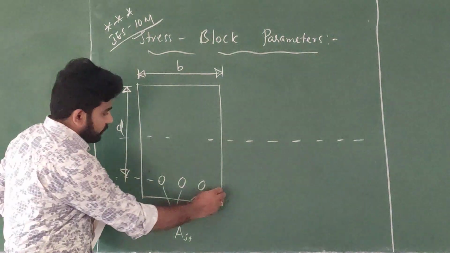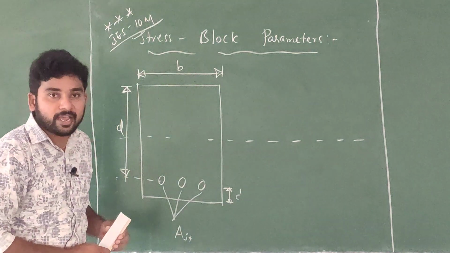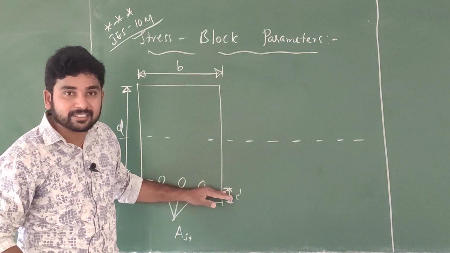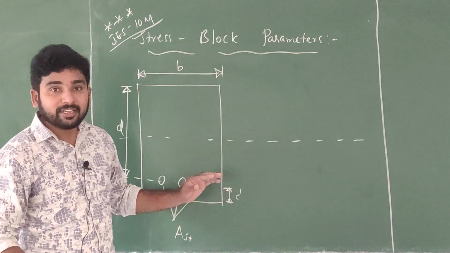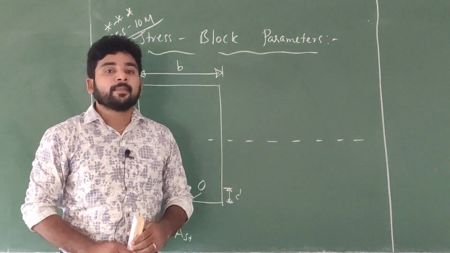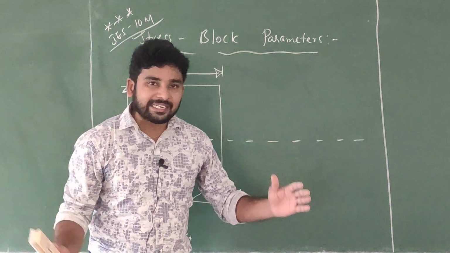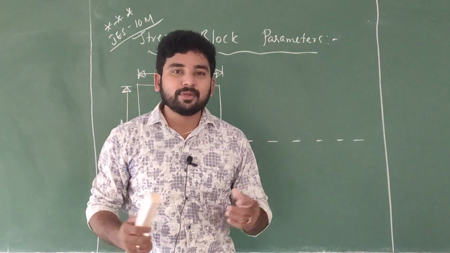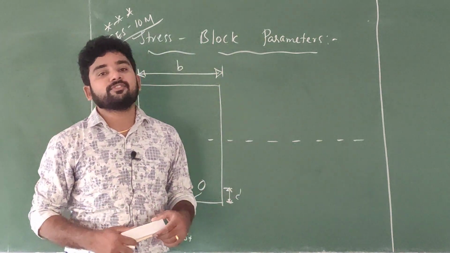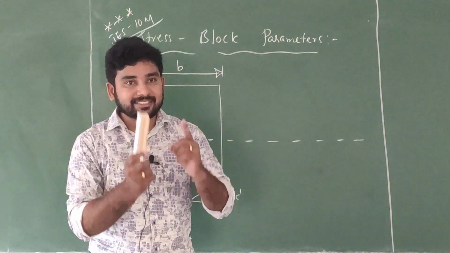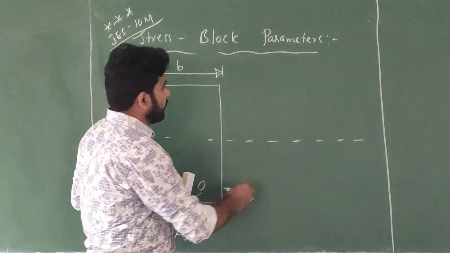Also, this is the effective cover, C dash. The distance from the center of the tension reinforcement to the outermost tension fiber we call the effective cover of the beam. The total depth of the beam is the summation of effective depth plus effective cover, and that is capital D.